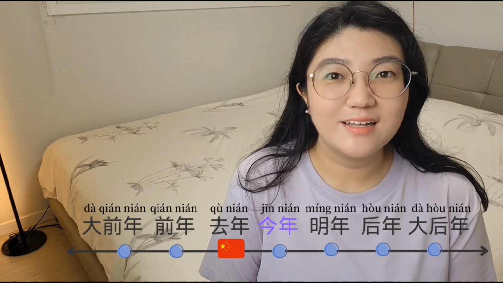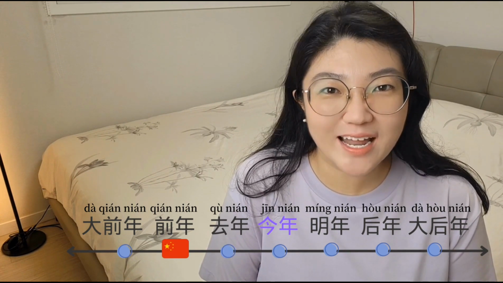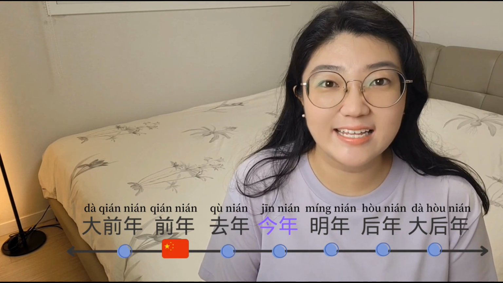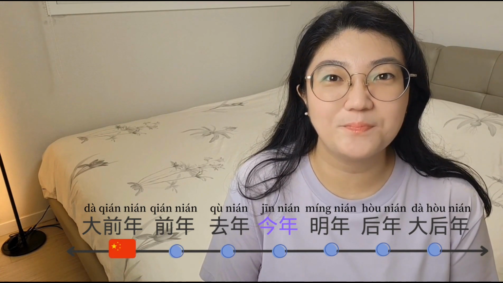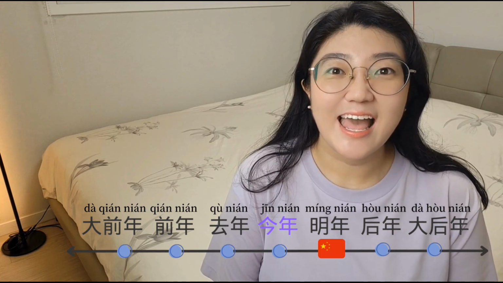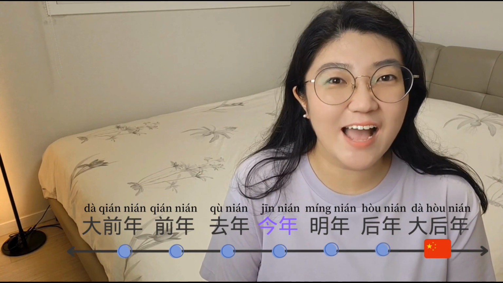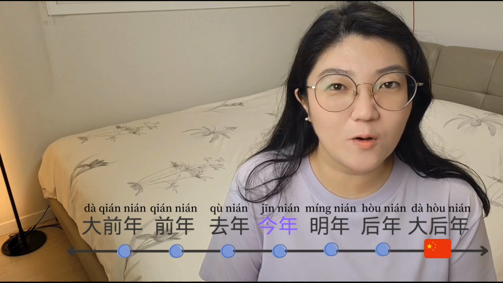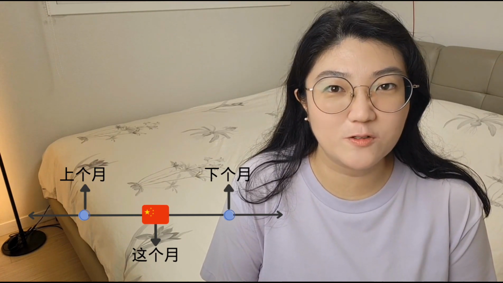Moving to the left, last year is 去年, and the year before last year is 前年, and the year before that is 大前年. On the right side, next year is 明年, and the year after next year is 后年, and the year after that is 大后年.